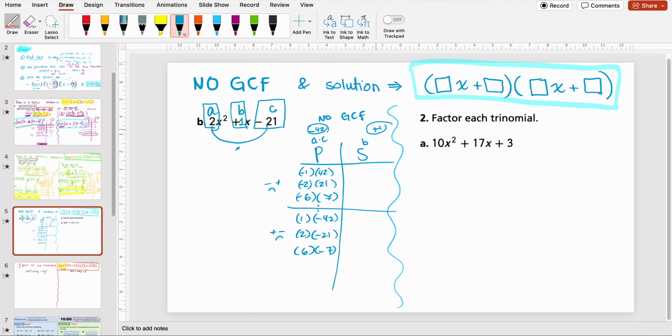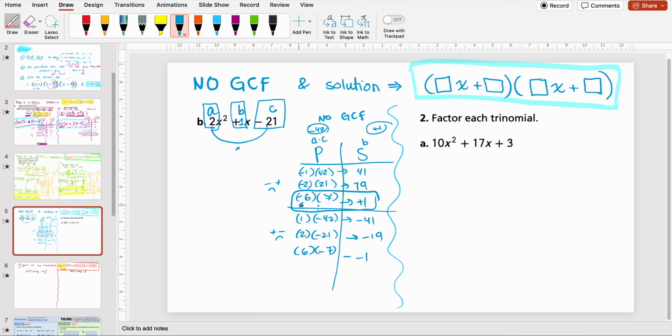Now I want the sum to be positive 1. This is going to be 41. This is going to be 19. This is going to be 1. And this is going to be negative 41, negative 19, negative 1. But this is the pair I'm looking for. The sum is 1. The product is negative 42.